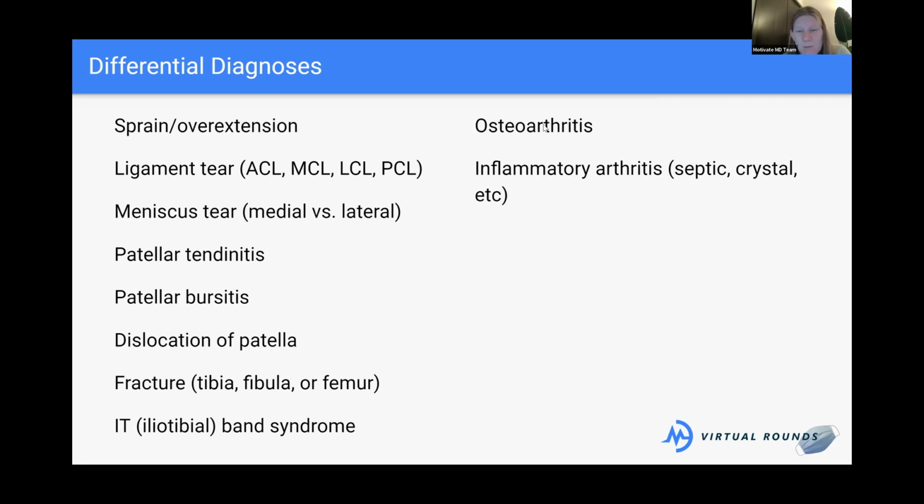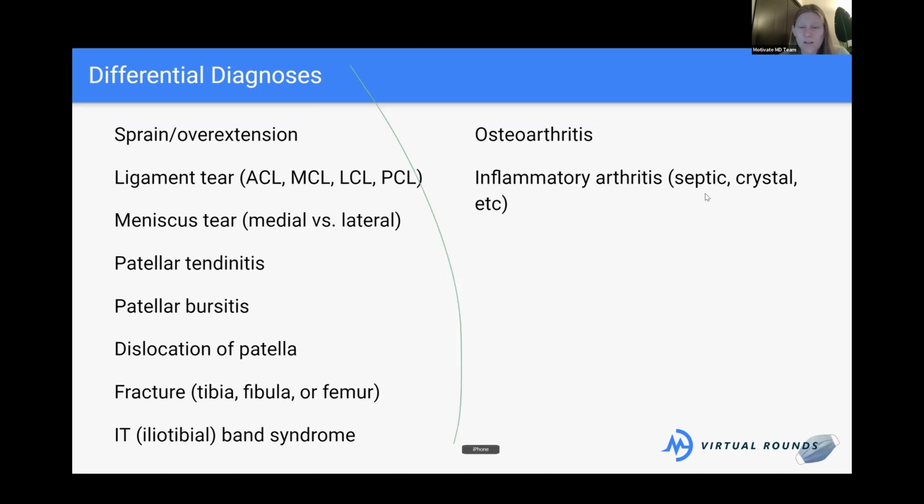And then less likely up here, like I mentioned, the arthritis. This is something that we definitely see a lot more commonly in older people who have wear and tear in their joints and who have less cartilage present.